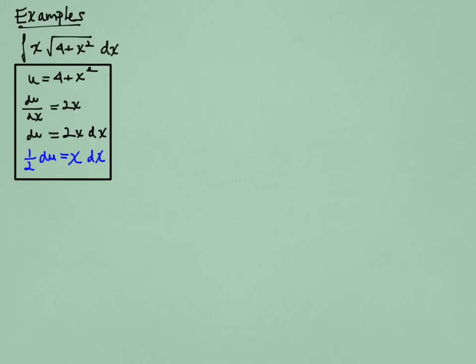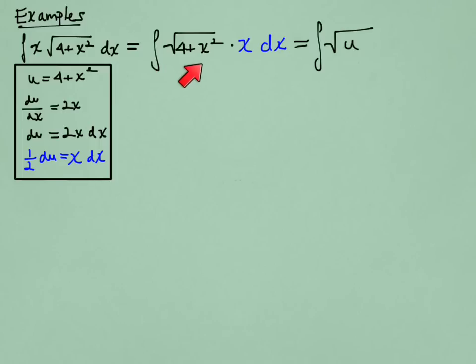I'm now going to rewrite my integral, but in a way that helps us just see what's going on. I've got this square root expression, and then I have x dx. So I'm going to put that to the right, just to group them together. And the reason I did that is because it's the integral of the square root of 4 plus x squared, which is what I declared u to be, so it's just the integral of square root of u.